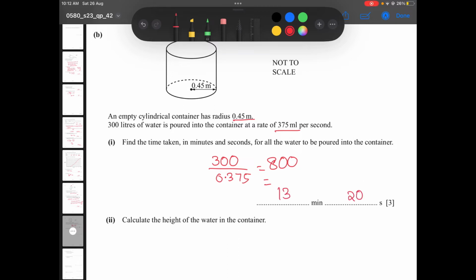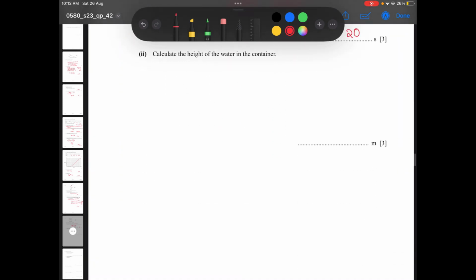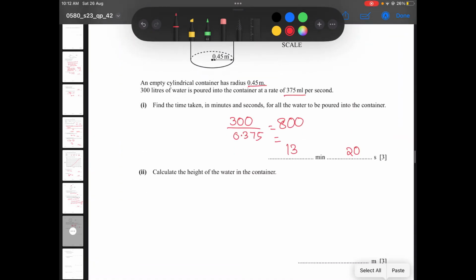Calculate the height of the water in the container. Now we know that 300 liters is equal to, since 1 liter is equal to 0.001 cubic meters, 300 would be equal to 0.3 cubic meters. So 0.5 squared into pi into the height is equal to 0.3.